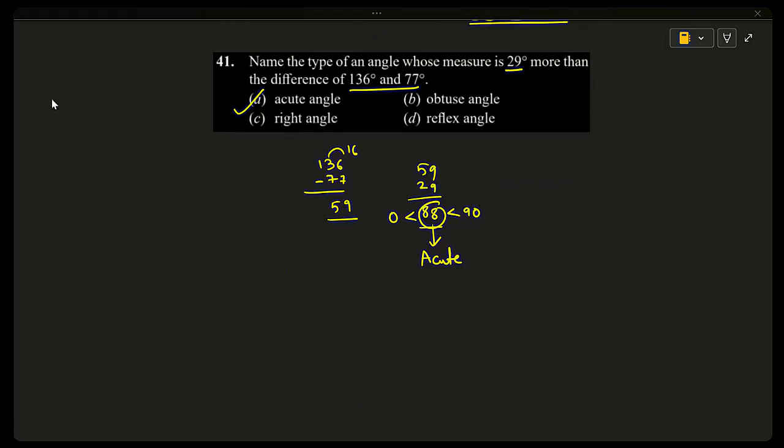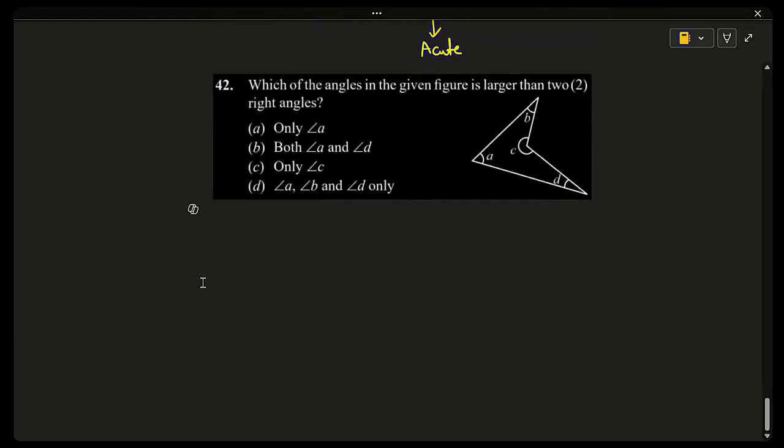42nd one. Which of the angles in the given figure is larger than two right angles? One right angle is 90 degrees. They said two right angles. 2 into 90 degrees is 180 degrees. Okay. Greater than 180 degrees. It should be greater than straight angle. Let's go option by option. Only A. A is not at all greater than two right angles. It is not greater than straight angle.